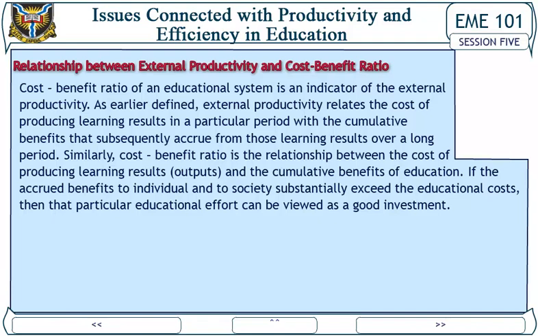Similarly, cost-benefit ratio is a relationship between the cost of producing learning results, that is output, and the cumulative benefits of education. If the accrued benefits to individual and to society substantially exceed the education cost, then that particular educational effort can be viewed as a good investment.